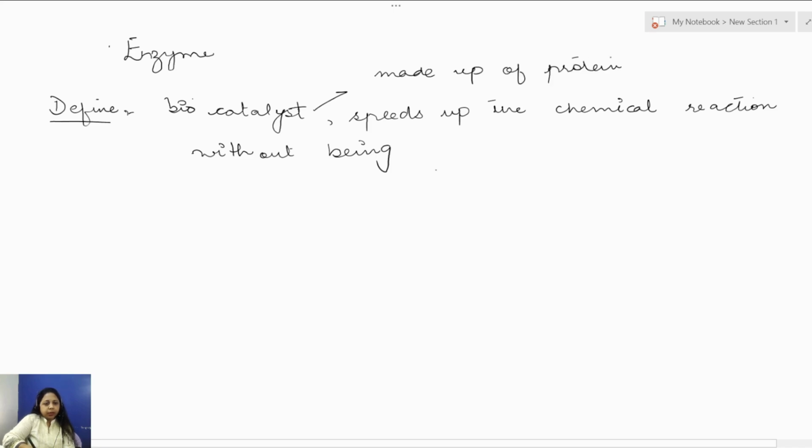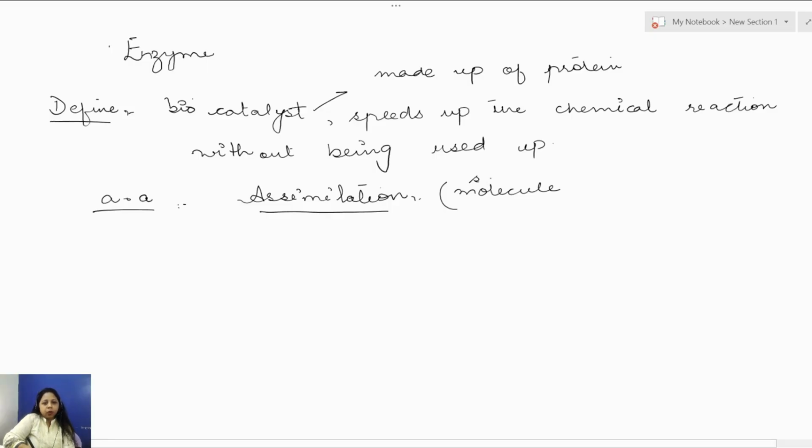Okay, what are proteins made up of? Amino acids. So there is a process in our body called assimilation. What is this process? Good. The smaller molecules which are absorbed are then utilized by our body. They combine up and make the bigger molecule.